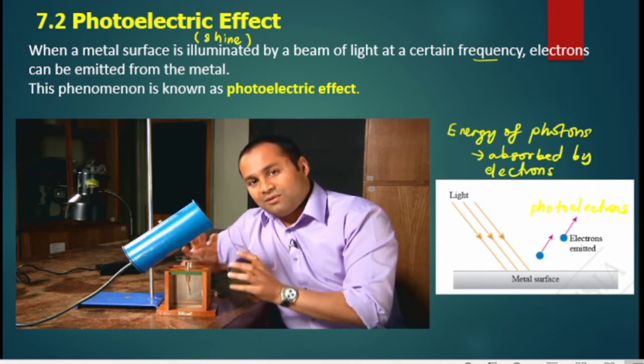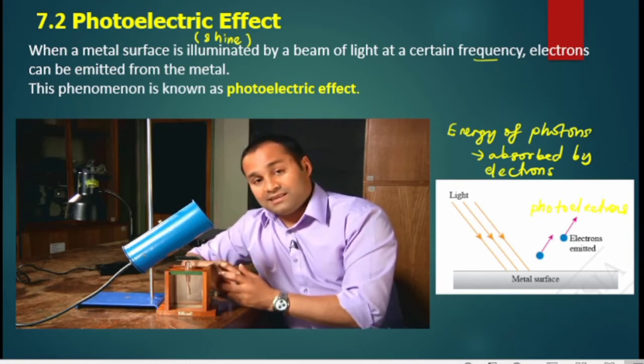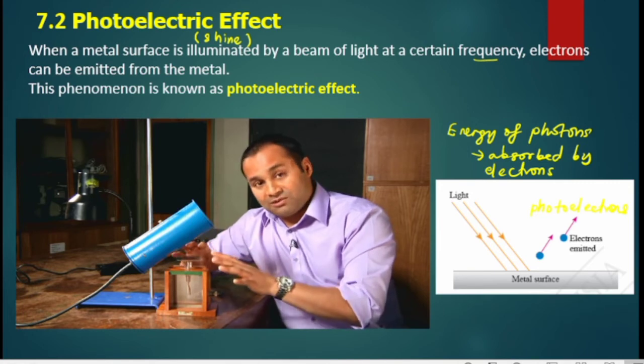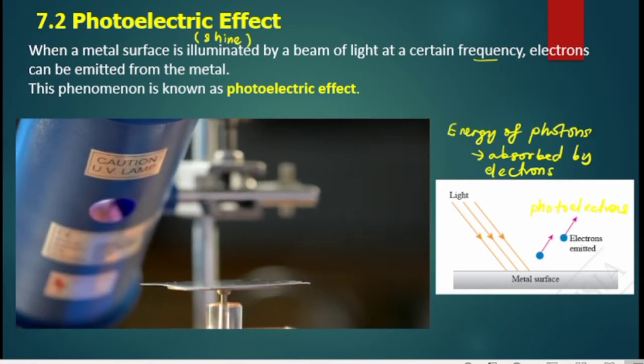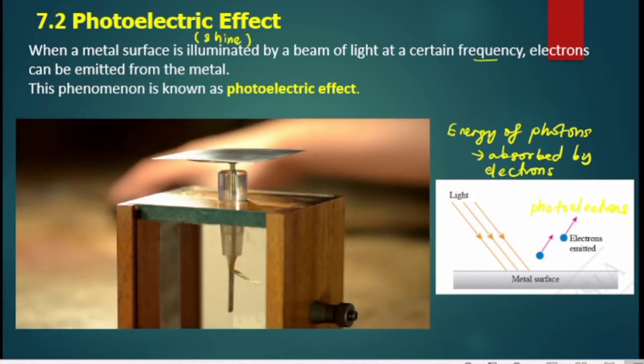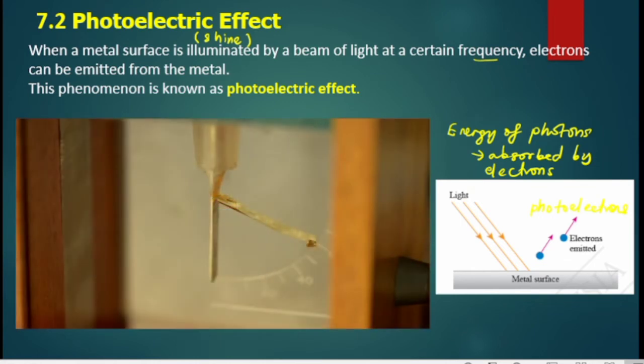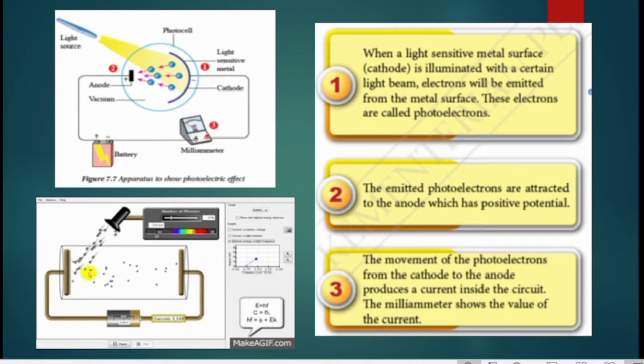Even though we increase the intensity of the visible light, it still cannot produce photoelectric effect. But if shined with a UV light at certain frequency, it is able to produce photoelectric effect even at low intensity. So we can see photoelectric effect depends on the frequency, not the intensity of light.